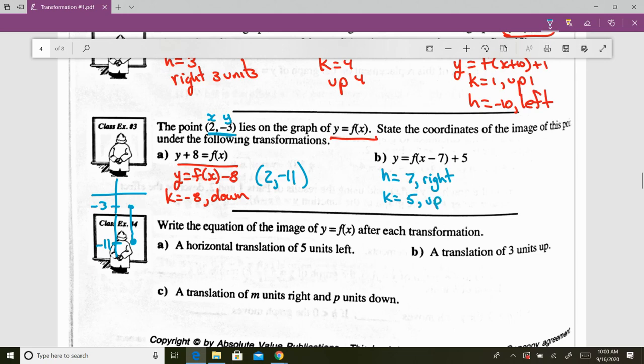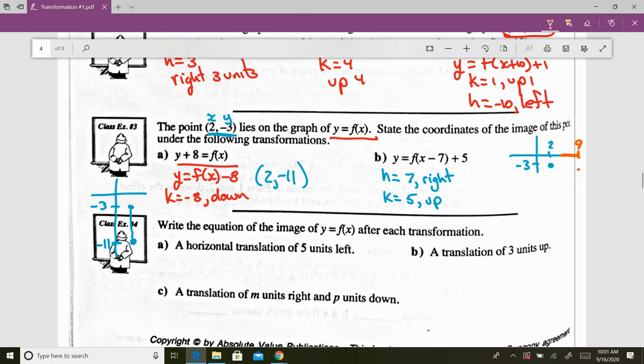Okay, we'll do it graphically, and then I'm going to give you the equations here in a sec. So let's do it graphically. We're at -3, 2. That's where we start. 2, -3. We go 7 units to the right. So I move this 7 units to the right. Where do I end up? 9. 2 plus 7 is 9. So I'm going to be at 9. And then from this point, I go 5 units up.